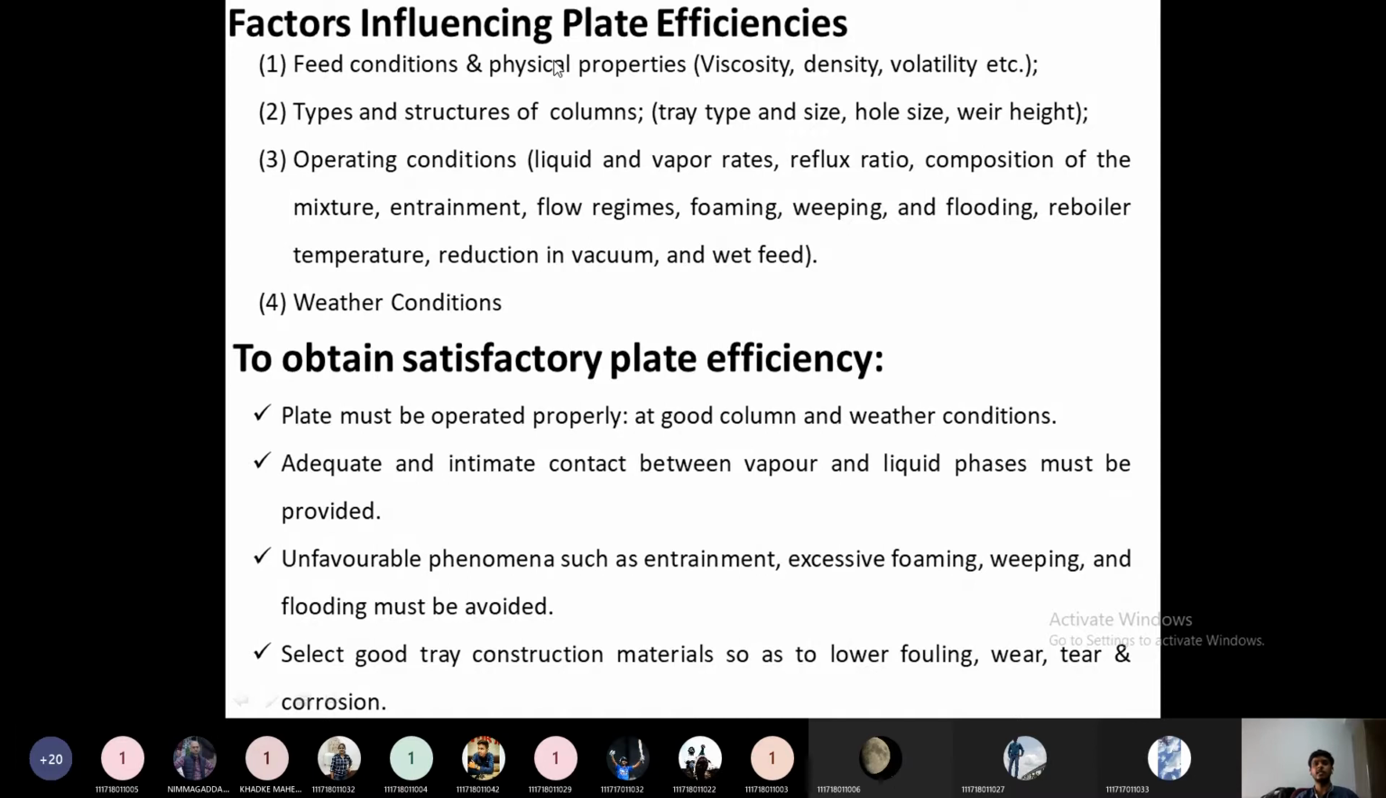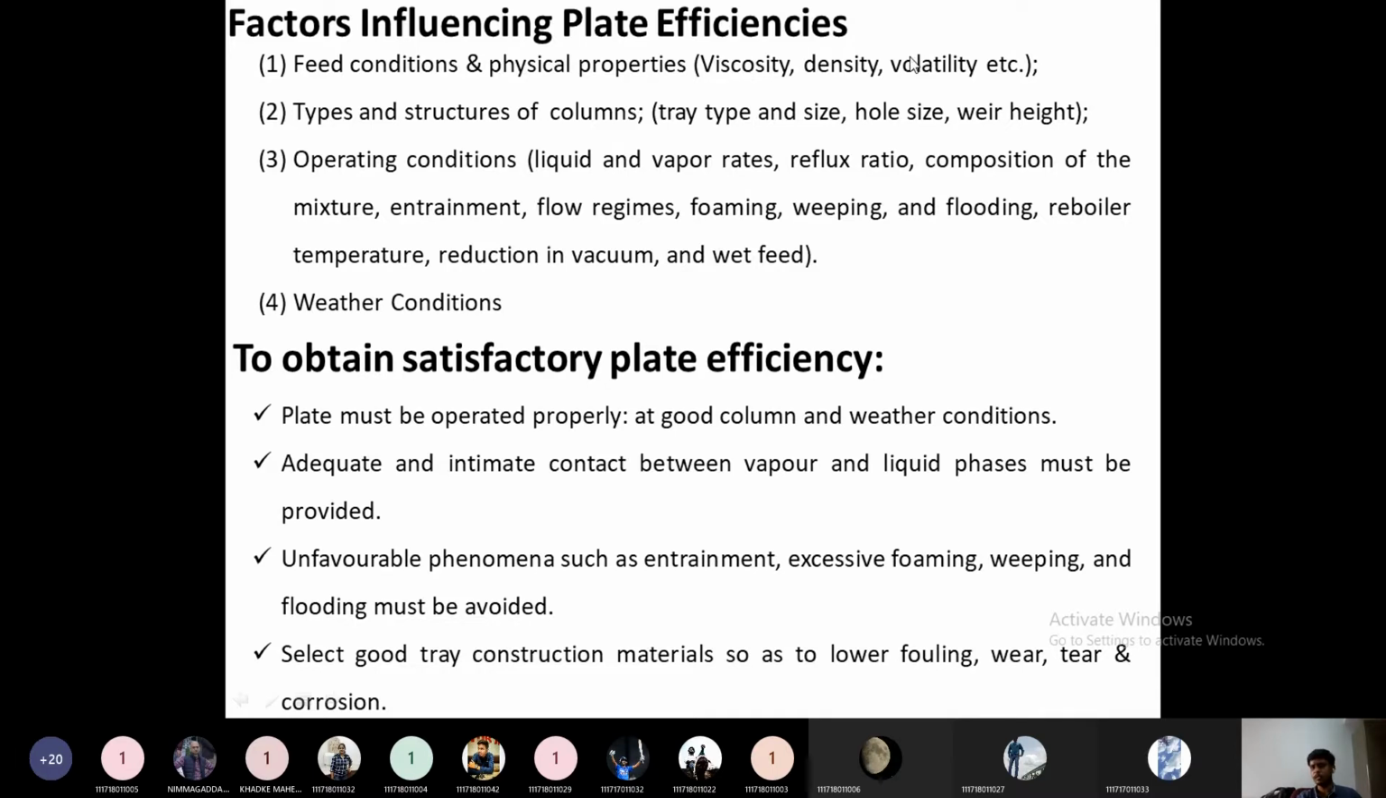If the feed conditions are changing, then efficiency will be reduced or increased depending on the particular operating conditions. Depending on how the feed conditions are changing, the number of plates will also change, because the feed line will have a direct influence on the calculation of number of plates. Then the next one is physical properties, like viscosity, density, volatility. Everything will play a major role, because when viscosity is very high for the particular liquid or feed mix, the pumping cost will be very high. The density should not be very high.